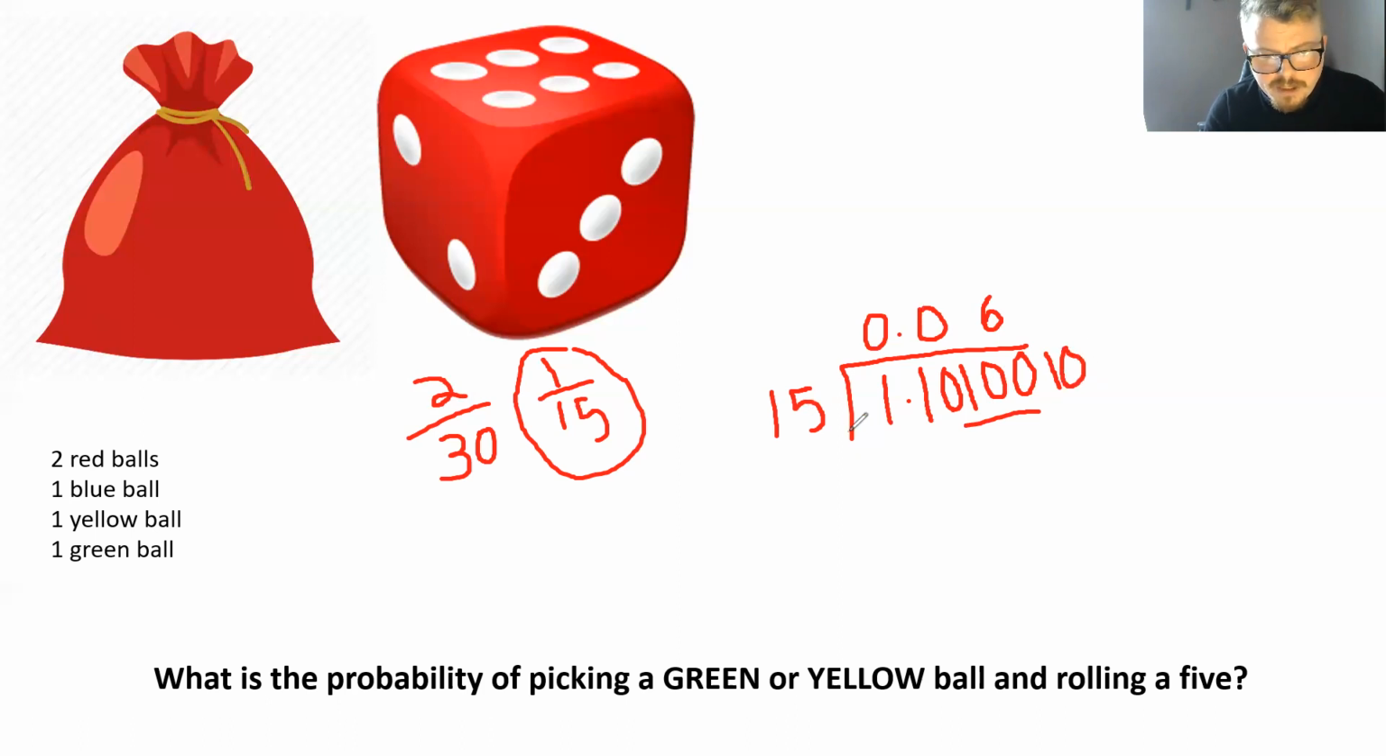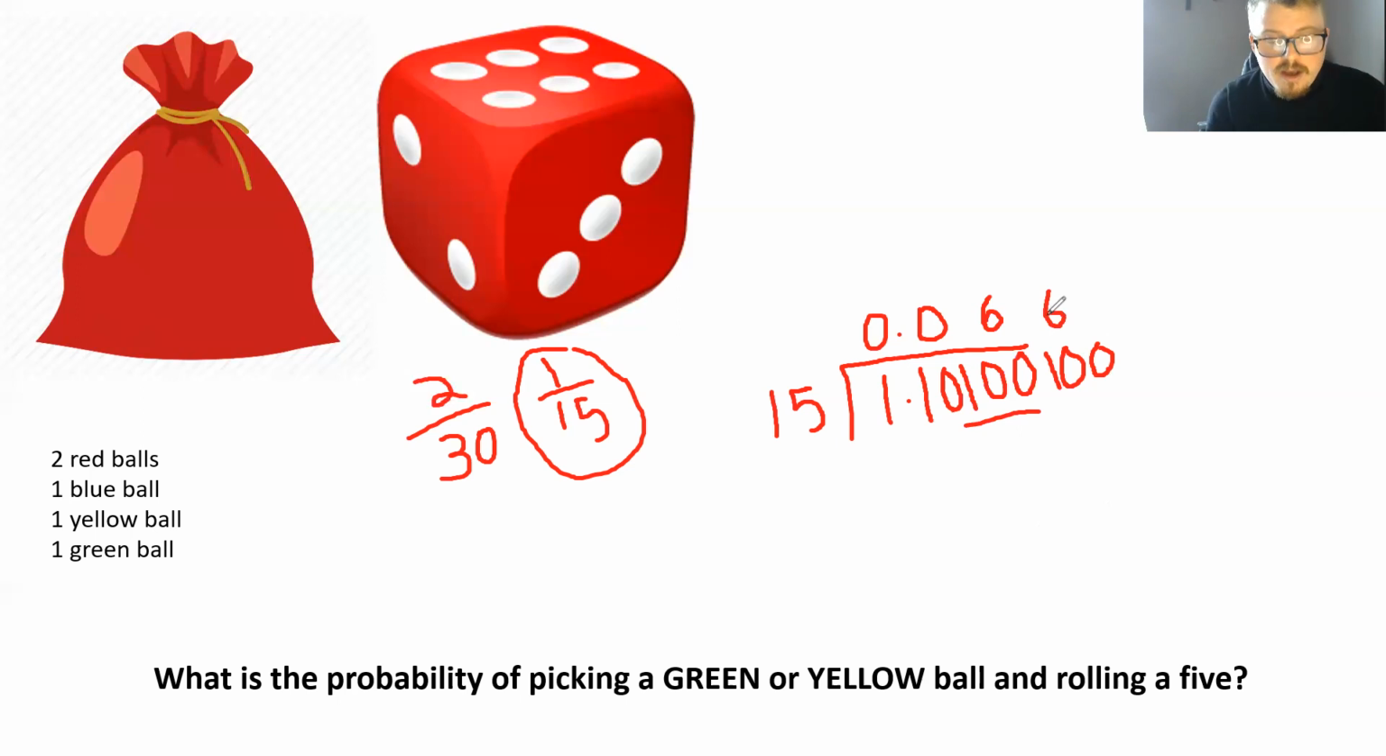How many times does 15 go into 10? Well, remember, when we carry a number over, we must add a placeholder. So the real question is, how many times does 15 go into 100? 15, 30, 45, 60, 75, 90 is 6, isn't it? Just like it was the last time, okay?